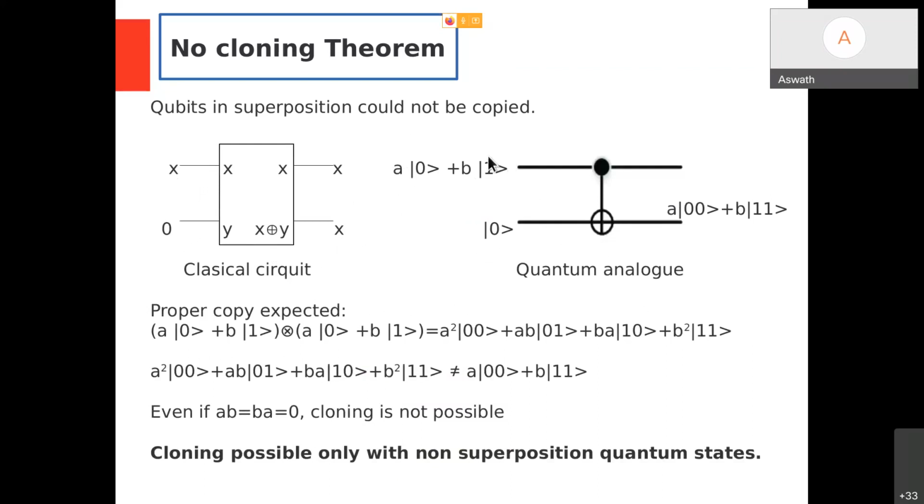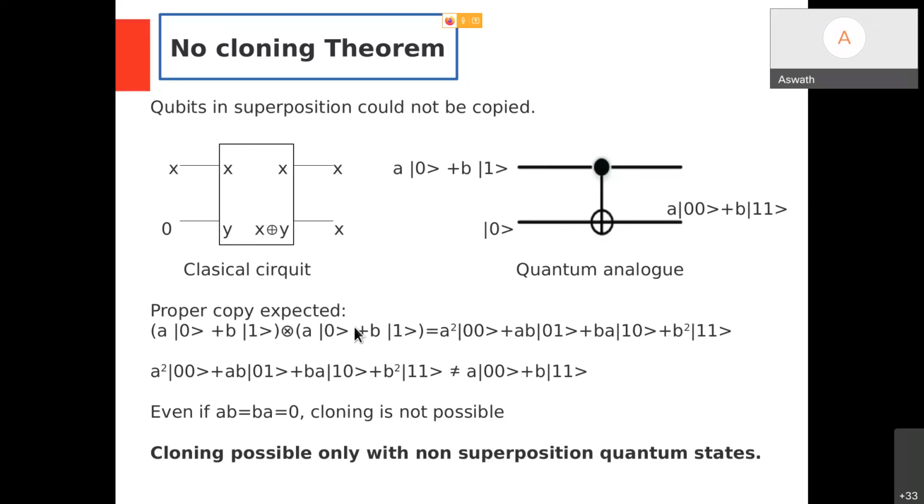So there is a superposition state, there is a ground state qubit, and I will use a CNOT gate, and let's see, that gives me the output a|00> plus b|11> as per the CNOT operation. Okay, this is the actual action of CNOT. But if copying is possible, what I mean by that, if this is also copied onto this, it means I will have two atoms of the same kind in a box.